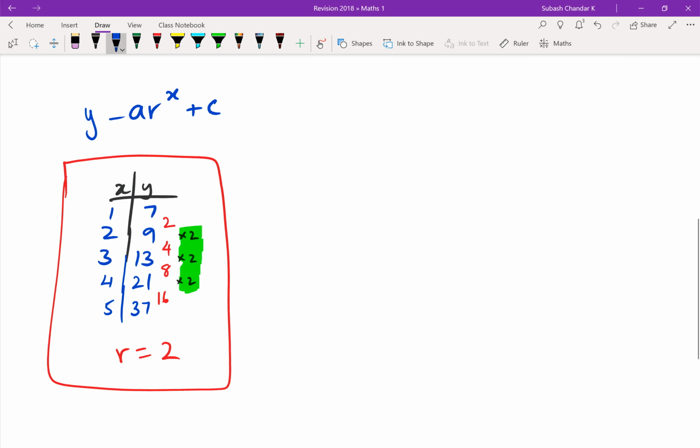So what we had was y equals a times r to the power of x plus c. If you want to come up with an equation for this particular table, you've already figured out what r is. You look at the first difference and see how much it's increasing by. So you've got r, and you can write this equation as y equals a times 2 to the power of x plus c.